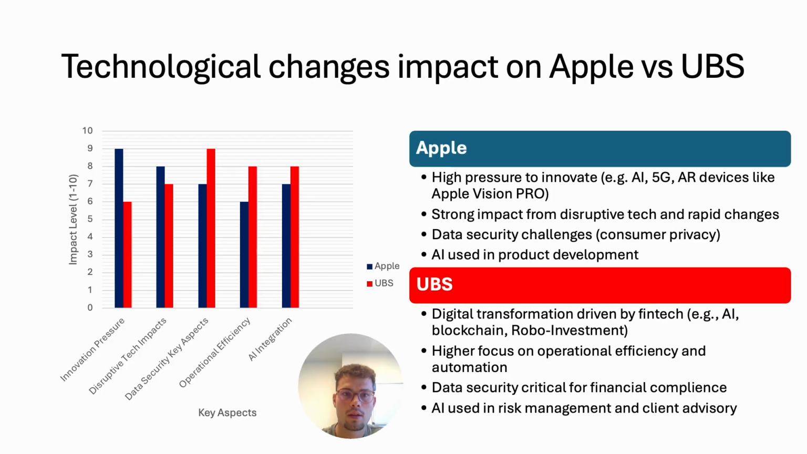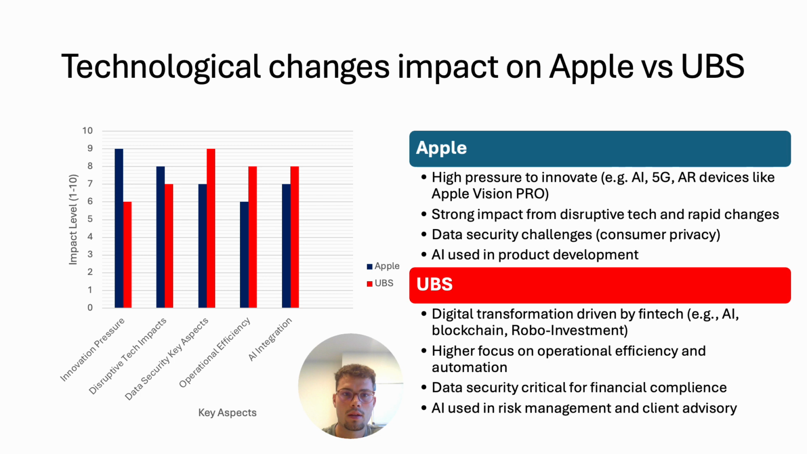I will discuss how technological, legislative, and geopolitical changes impact Apple and UBS and whether these experiences differ. This graph on the left shows key aspects like innovation pressure, disruptive tech, data security, operational efficiency, and AI integration. Apple, on one hand, faces high pressure to innovate with AI in products like the Apple Vision Pro. They are also affected by disruptive technologies and data security challenges, particularly regarding consumer privacy.